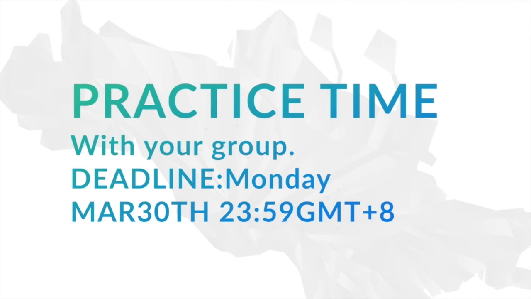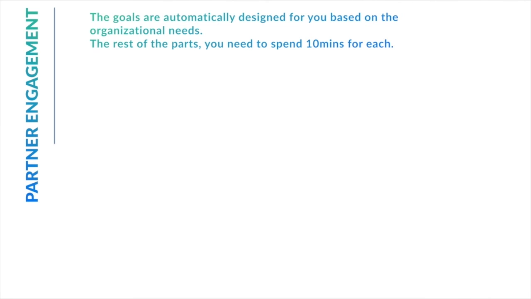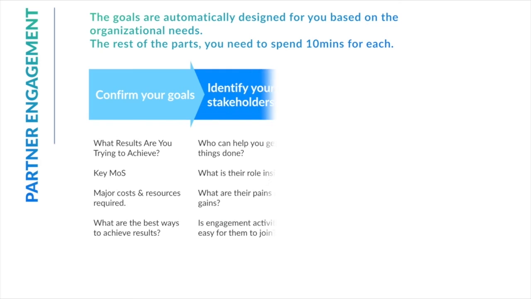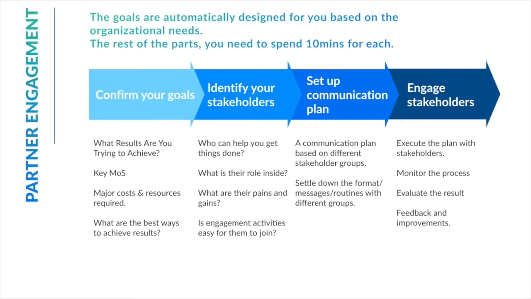So right now this is the time for a recap of what we have talked about today. It's about the process of developing a comprehensive engagement plan. So you need to confirm your goals, identify your stakeholders, set up a communication plan, and also engage stakeholders.